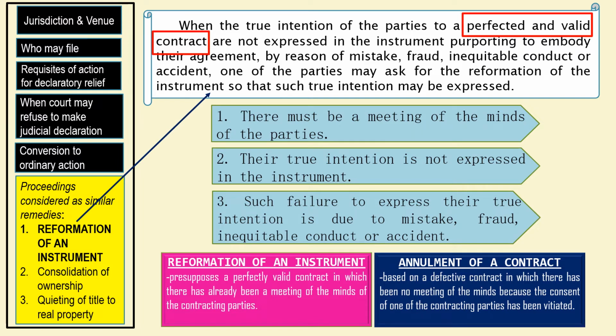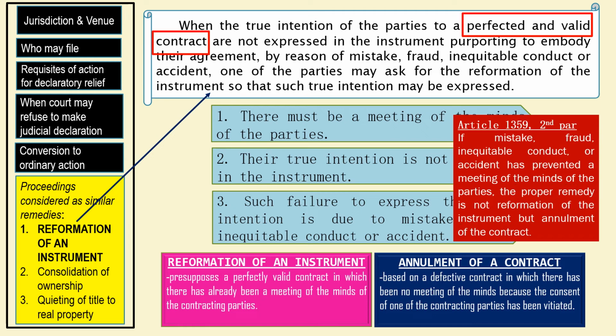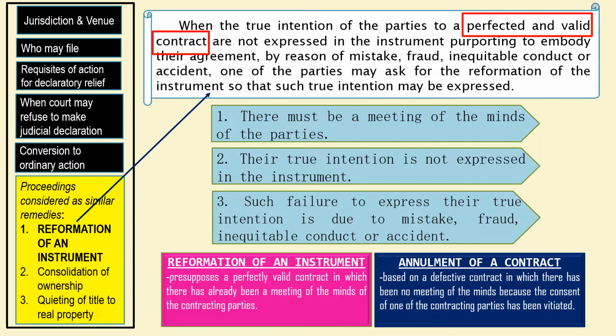Annulment of a contract if there has been no meeting of the minds because the consent of one of the contracting parties has been vitiated. Our basis is Article 1359, second paragraph. Let's read what it says. If there has been a mistake, a fraud, inequitable conduct, or accident has prevented the meeting of the minds of the parties, the proper remedy is not the reformation of the instrument but an annulment of the contract.